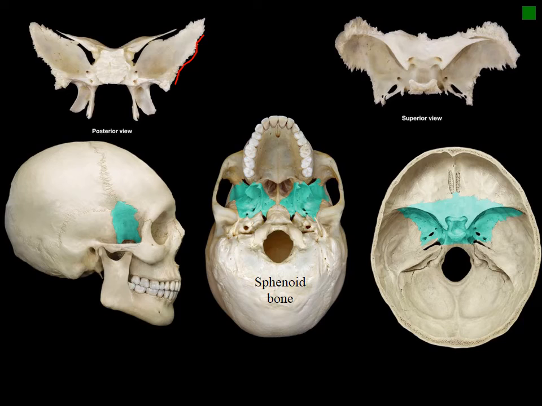So this is actually the posterior view. If we were in the skull and looking forward, we would look out through these slits through here on the posterior view. This is a superior view, so we're looking down into the skull, and this is what we're seeing. This is the inferior view again, and this is the lateral view, which you would kind of see along this edge, but with a little bit more depth to it.